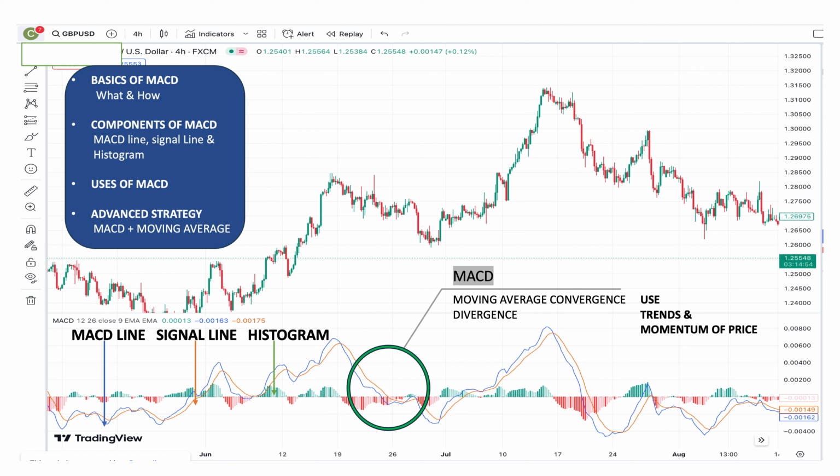And how is a MACD used? It's used for trends and momentum of prices. With a MACD, you can find the momentum shift in prices. And when you talk about momentum, we're talking about the force at which a particular thing is exerted, a force towards an object. So a MACD is just a momentum indicator.